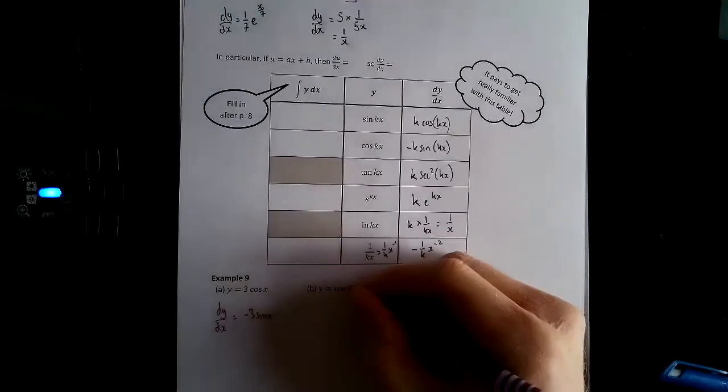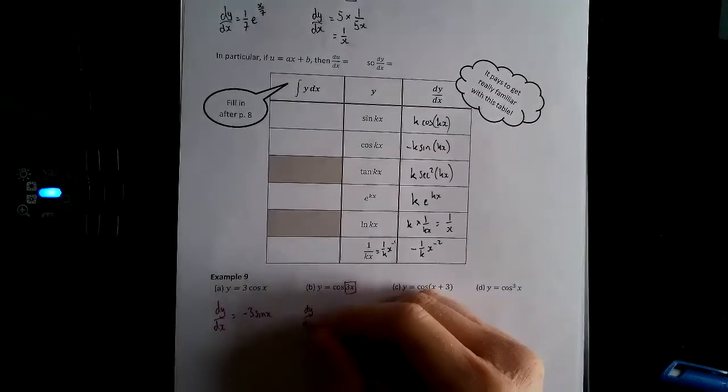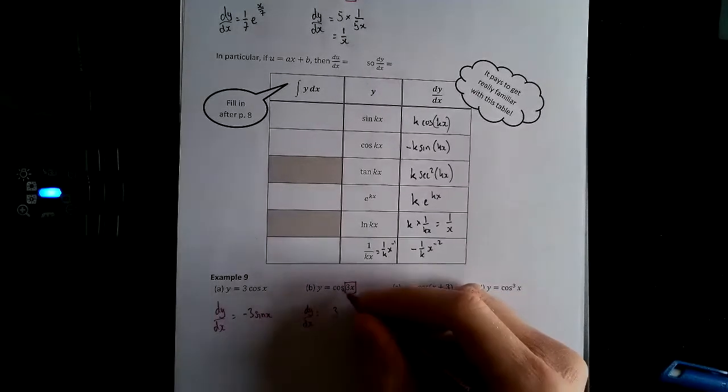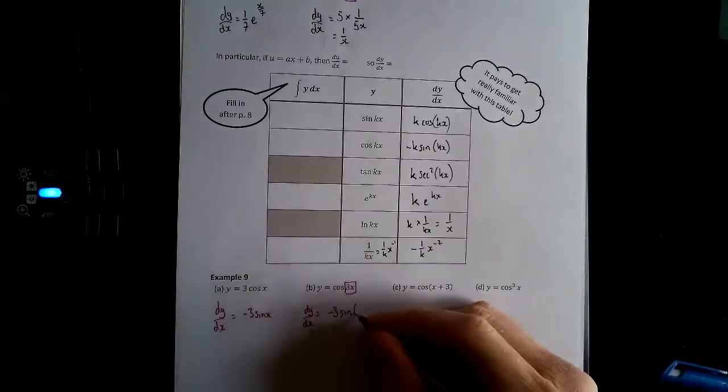For the second one, I do have to use a u though, because I have 3x. So what we do is, using that quick rule at the top, I differentiate my u and I get 3. I differentiate cos and I get minus sine. And then the angle stays the same.